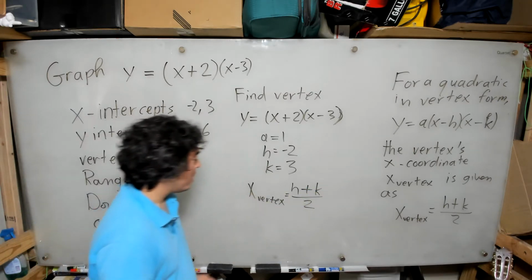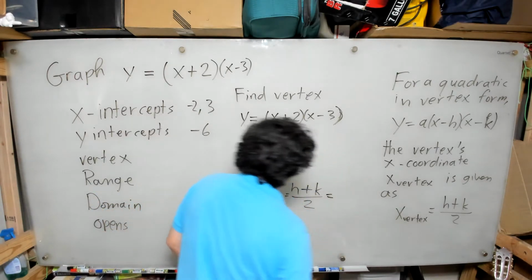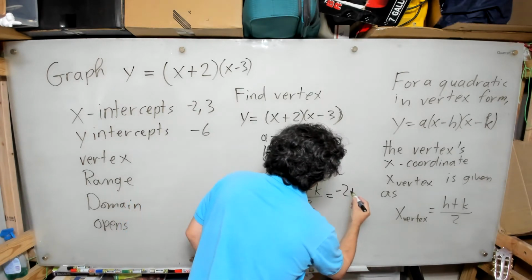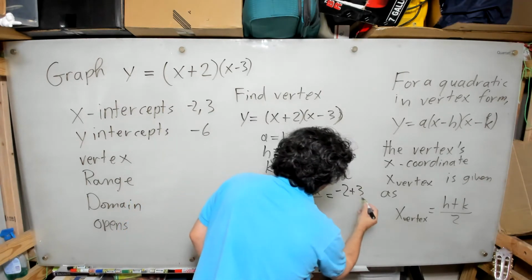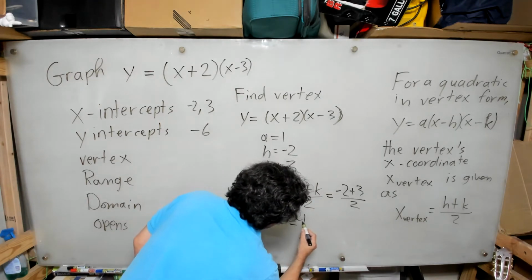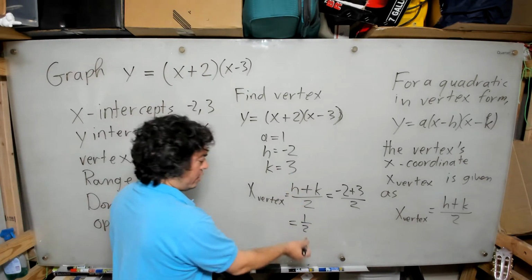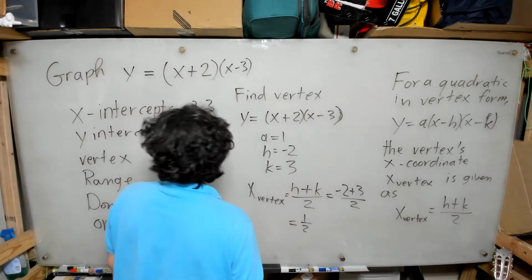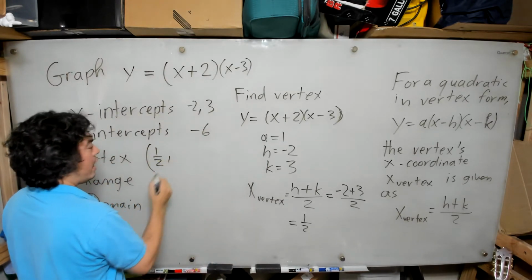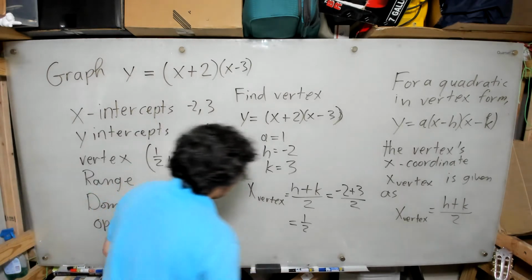Okay? So what I'm going to do here is I'm going to plug in now, right? Okay. So h is negative 2 plus my k, which is 3 over 2, which gives me an x vertex of 1/2, because negative 2 plus 3 is 1, and the 2 is on the bottom. So I now know that for the vertex, I have an x coordinate of 1/2. And I'm going to plug in to get my y coordinate, right? So let me do that right away.